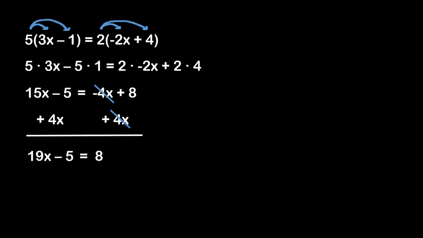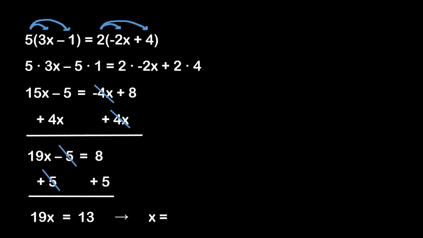Okay? And then from there we're just solving for x. So we add 5 to the left hand side, and therefore we add 5 to the right hand side. So 5 and negative 5 cancel out because negative 5 plus 5 is 0. And we have 19x is equal to 8 plus 5, or 13. And from there we can just divide both sides by 19, and we'll have x is equal to 13 over 19. And that would be our final answer.